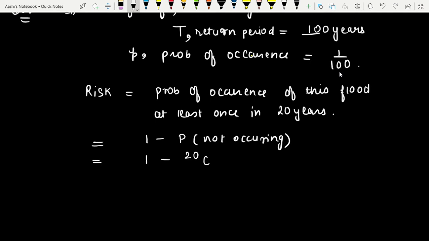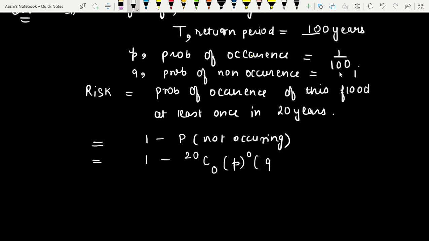So out of 20 years, no time should this event occur. So this small p is 0, and q is the probability of non-occurrence, that is 1 minus 1 by 100. I can say it is 99 by 100, to the power 20. If I solve it, p to the power 0 is 1, 20C0 is also 1. So directly I can write it as (99 by 100) whole to the power 20.